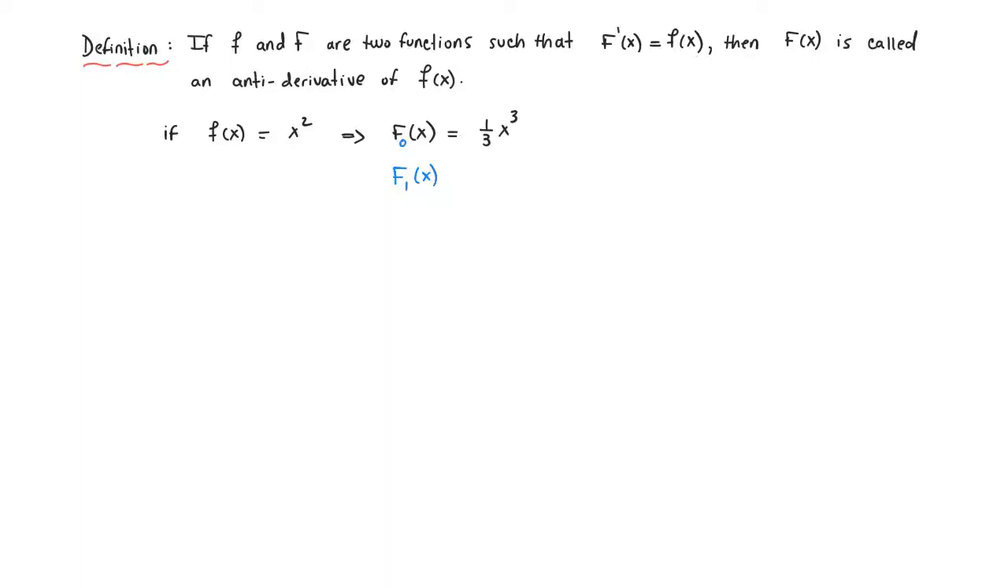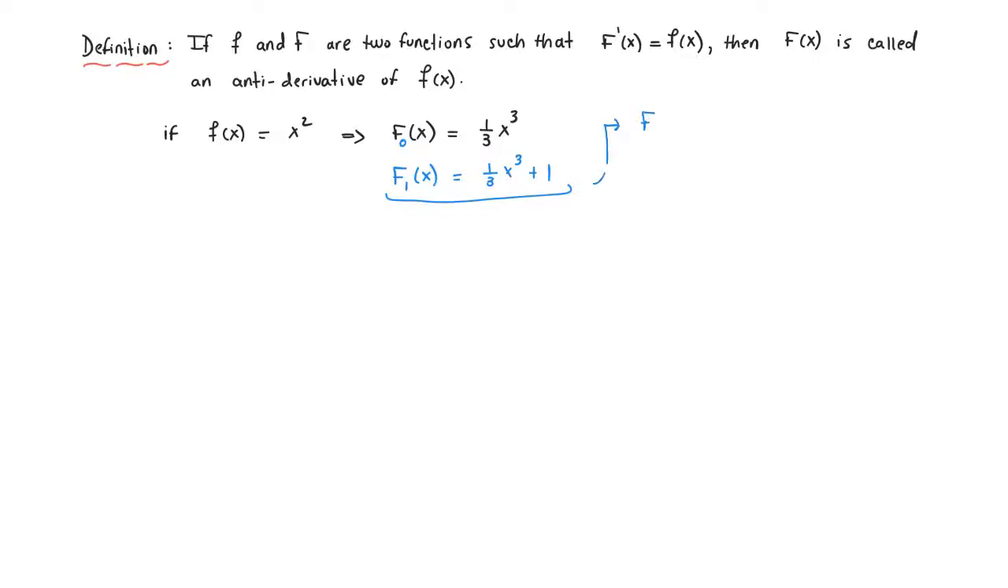F sub 1 could be 1/3 x to the third plus 1. If you differentiate f sub 1, because the derivative of a constant is equal to 0, that derivative will go back to x squared. Both of these, f sub 0 and f sub 1, have exactly the same derivative of x squared. In the same way, I can generate another antiderivative.